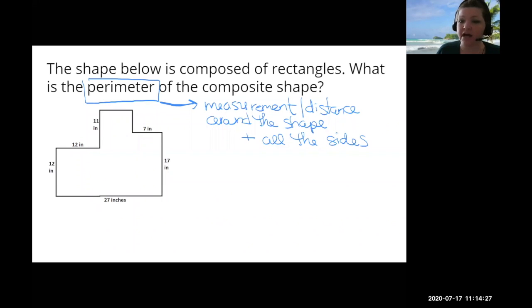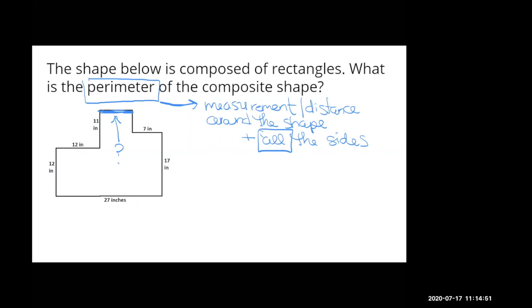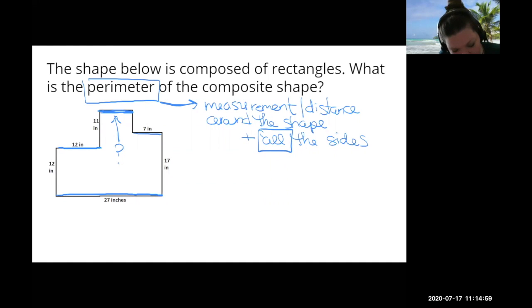Can you see on this guy that I have a missing side? It does not have a dimension. They left off a side. Uh-oh. I need to know how long that side is before I can add up all the sides. So any thoughts? If you look right below, you see the 12 inches and the 7 inches. That's how you can kind of figure it out. Yes, we're going to use that as well as the 27 inches.